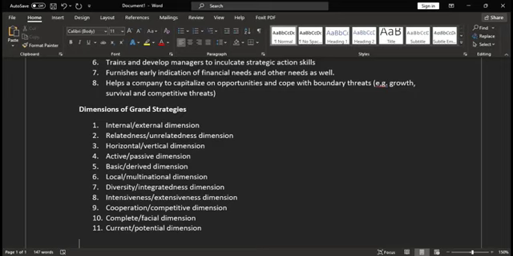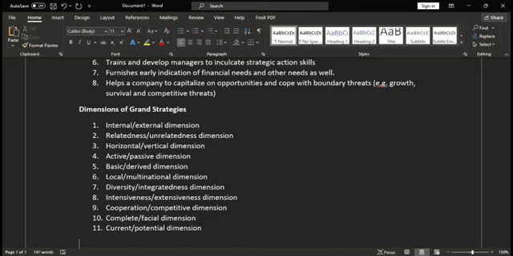The active and the passive dimension. The active is the extent to which a newly adopted strategy is offensive and aggressive in anticipation or reaction to environmental threats as well as opportunities. The passive dimension is the extent to which a newly adopted strategy is defensive, is protective in anticipation or reaction to environmental threats and opportunities.